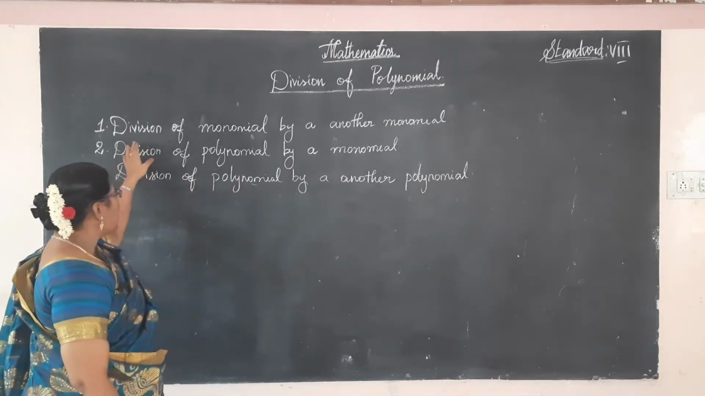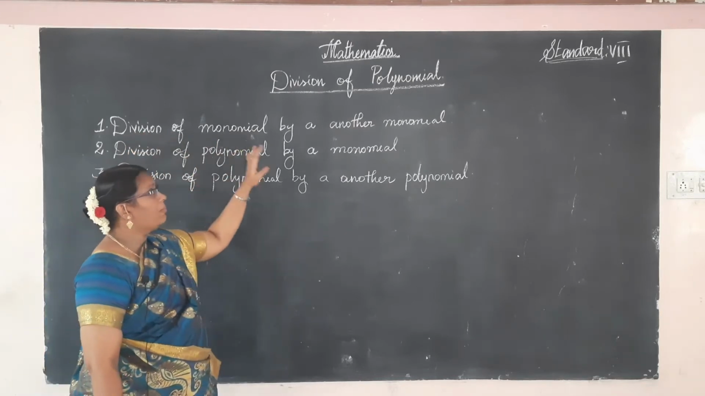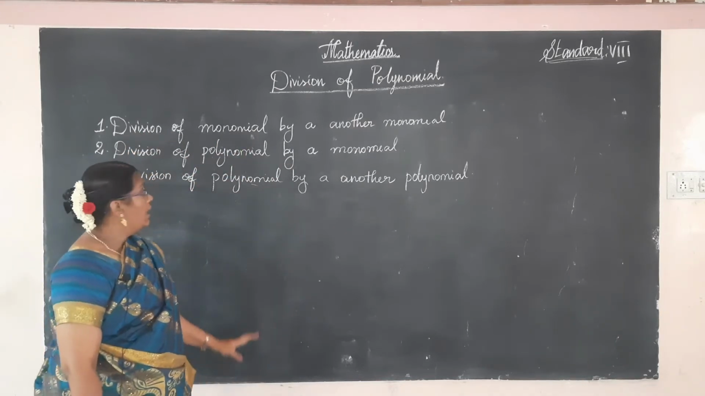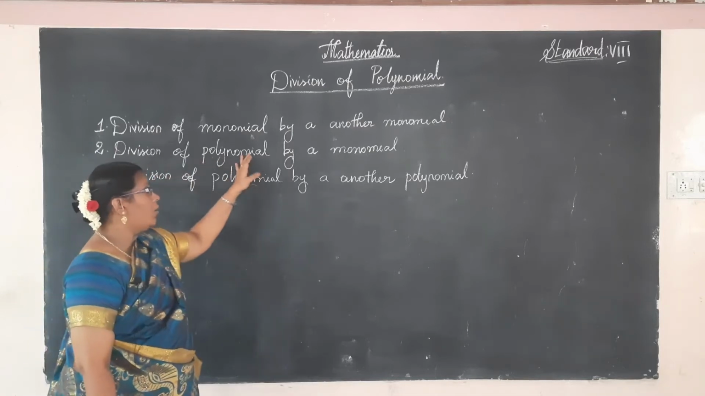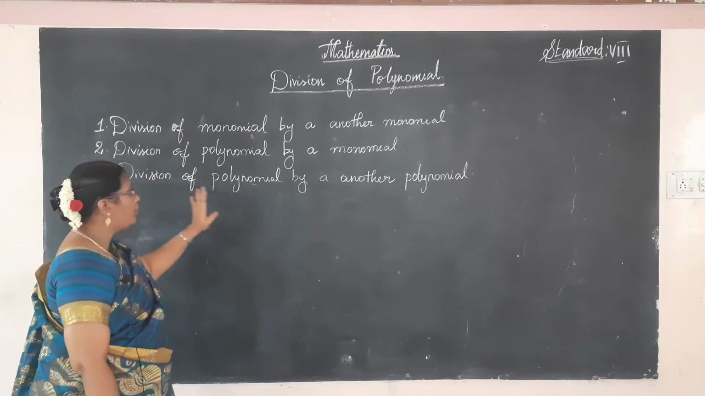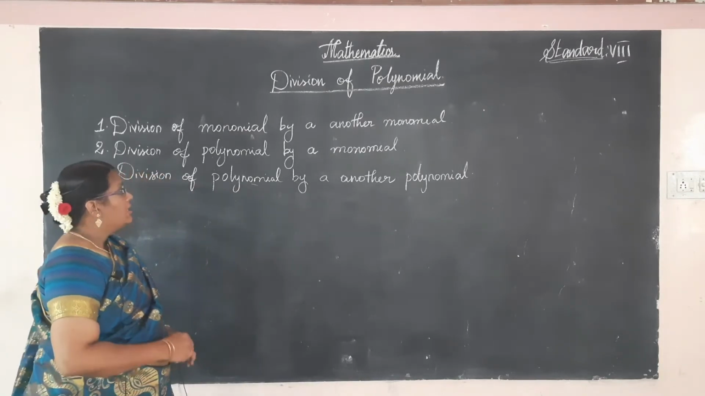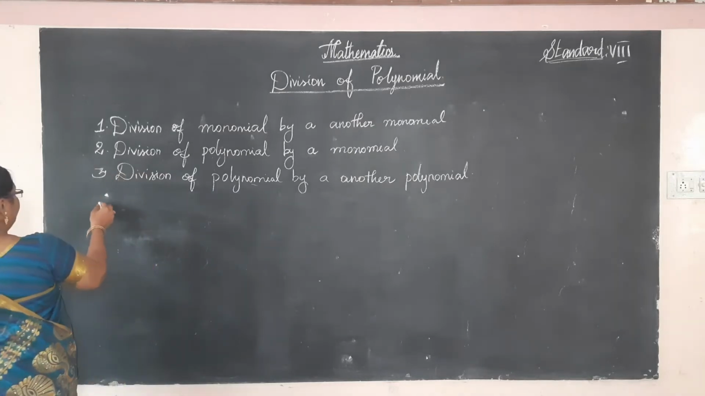So it has three types. The first type is division of a monomial by another monomial, the second is division of a polynomial by a monomial, and the third one is division of a polynomial by another polynomial. Okay. So now see the first one.